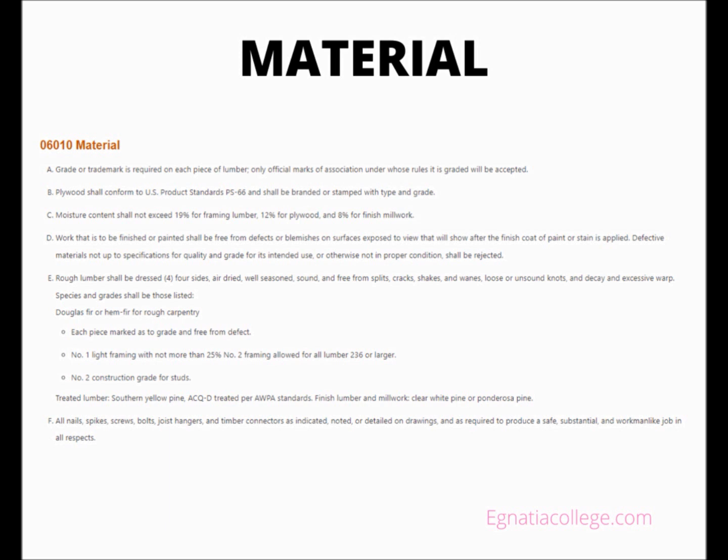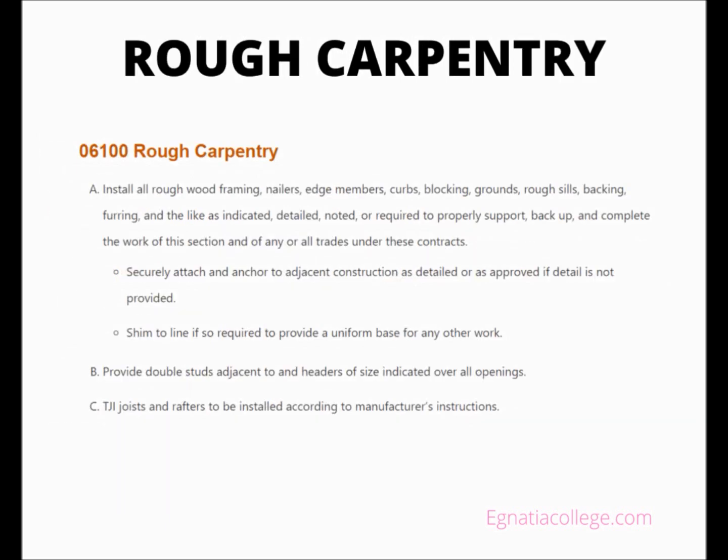Rough carpentry. Install all rough wood framing, nailers, edge members, curbs, blocking, grounds, rough sills, backing, furring, and the like as indicated, detailed, noted, or required to properly support, back up, and complete the work of this section and of any or all trades under these contracts. Securely attach and anchor to adjacent construction as detailed or as approved if detail is not provided. Shim to line if so required to provide a uniform base for any other work. Provide double studs adjacent to and headers of size indicated over all openings. TJI joists and rafters to be installed according to manufacturer's instructions.